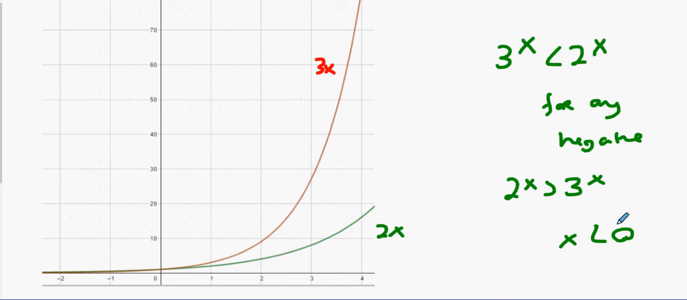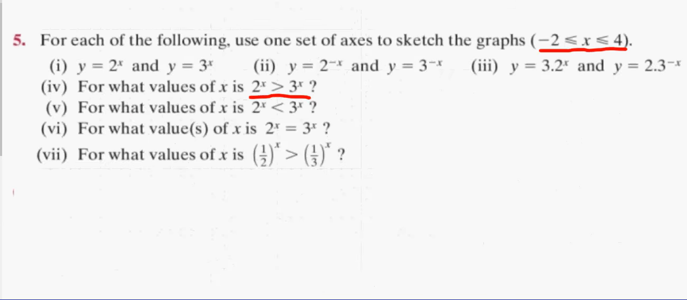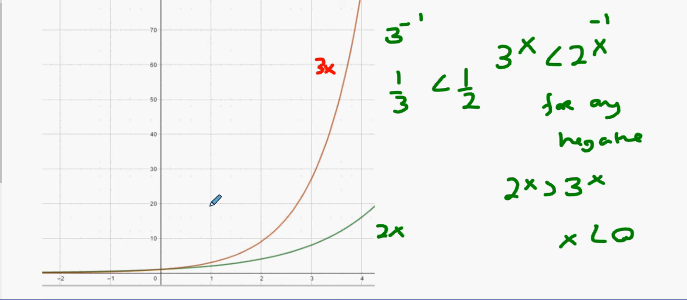Think about it. What's 3 to the power of -1? A third. What's 2 to the power of -1? A half. Is a third smaller than a half? Yes, it is. So there's your answer. Any negative value, any x value less than 0. Unusual question. I actually couldn't use the graph to see that answer. So why did they ask me to draw it? I'll never know. Just here is when they're equal, and then the red will be below the green.